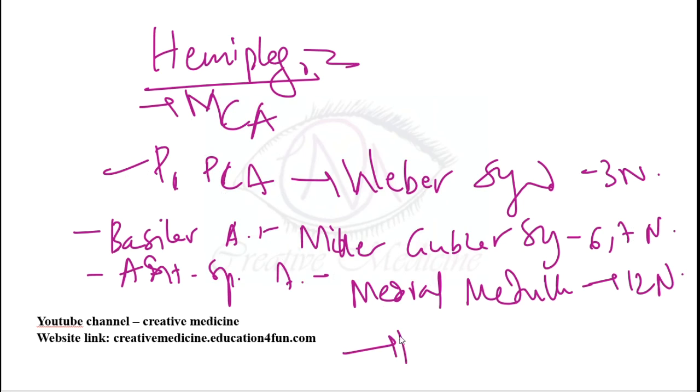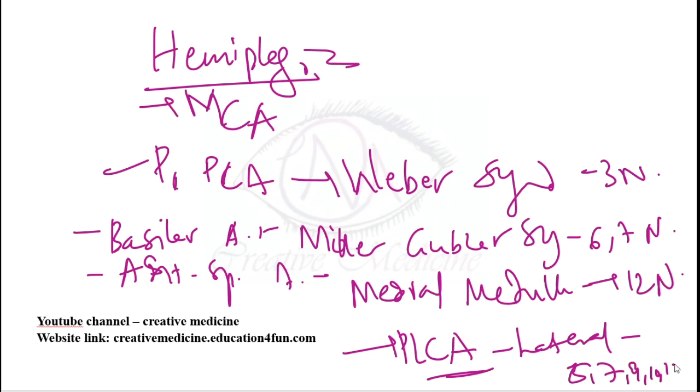Okay, then finally the posterior inferior cerebellar artery, which causes lateral medullary syndrome, along with the 5th, 7th, 9th, 10th and 11th nerves. It will also cause hemiplegia. Okay, so these are the different differential diagnoses of hemiplegia. Next, we have lateral medullary syndrome.